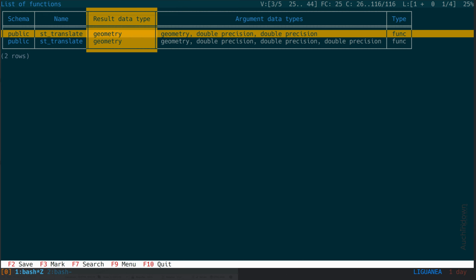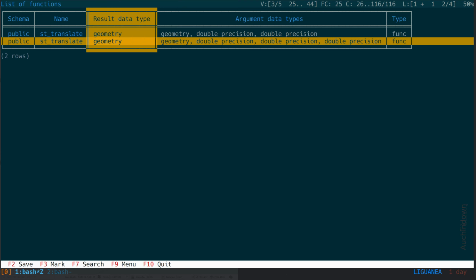There are two variants. Both take the geometry to be moved or translated, and then the options are 2 doubles or 3 doubles. The first variant takes x and y, and the second variant takes x, y, and z if you want to move into the third dimension. Let's do a simple example.